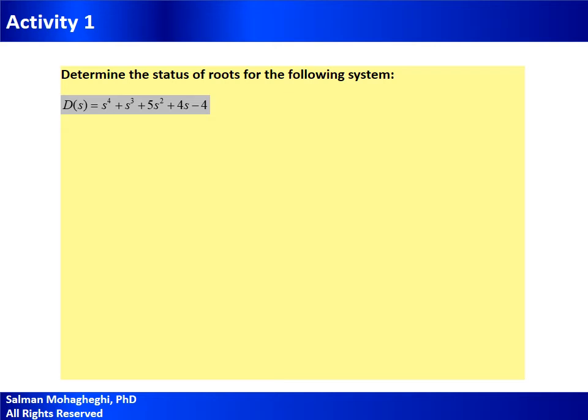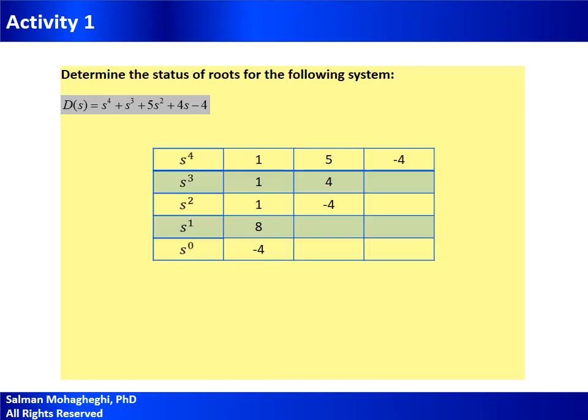Well, I should do the first check. I can see that all the coefficients are positive except for 1. This indicates that at least I'm going to have a root with a positive real part, because I have 1, 1, 5, 4, and negative 4. So that's the first test. Using this test, I know that the system is unstable. But just for fun, let's go ahead and see what else we can find out about the poles.